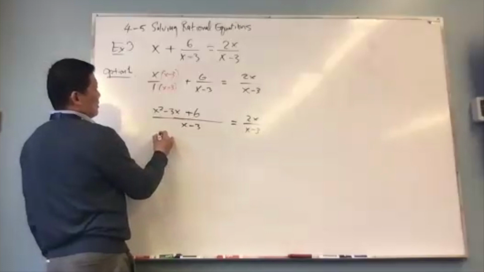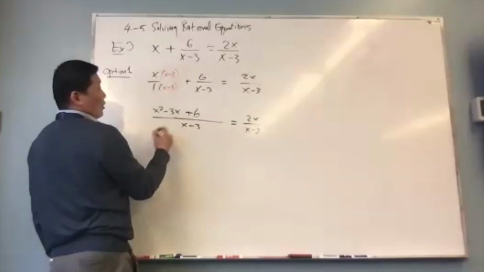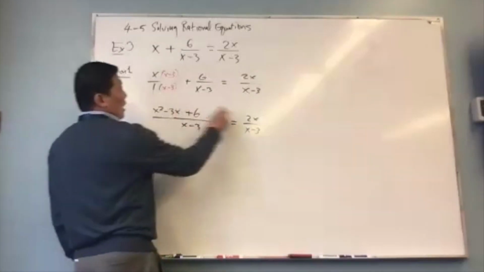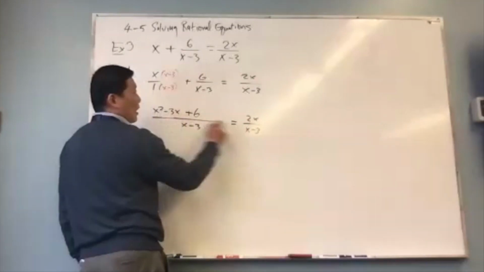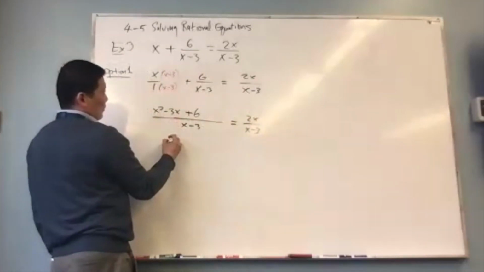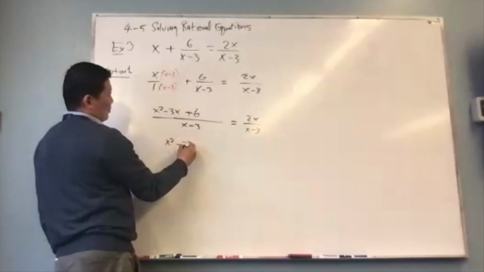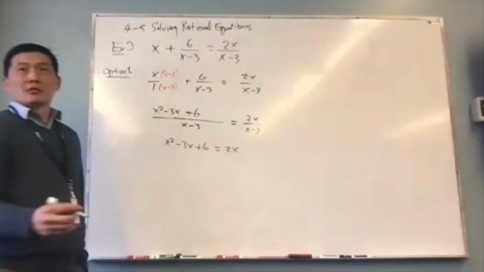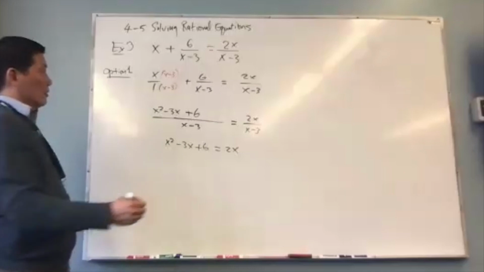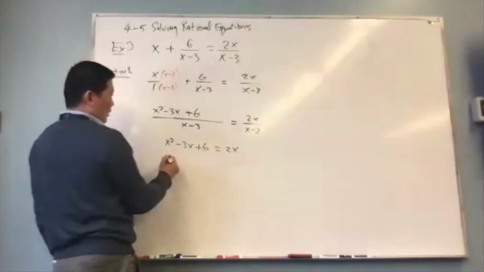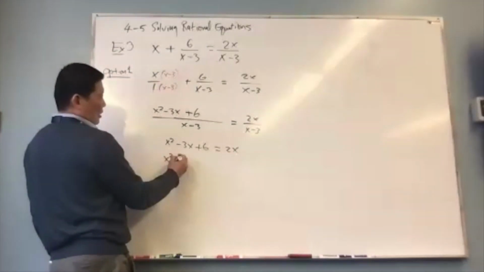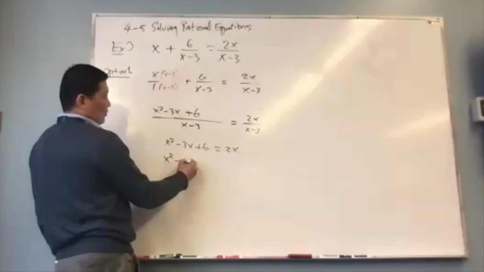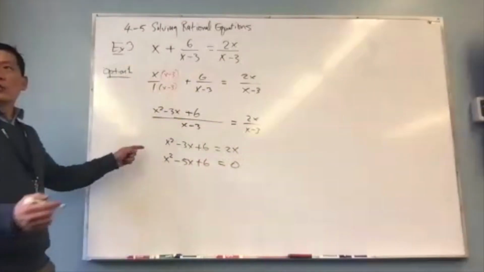Since the bottom is the same, the top can be the same. So we say x squared minus 3x plus 6 is equal to 2x. Can I do that? So then I'll move the 2x to this side, and I end up with x squared minus 5x plus 6 is equal to 0.